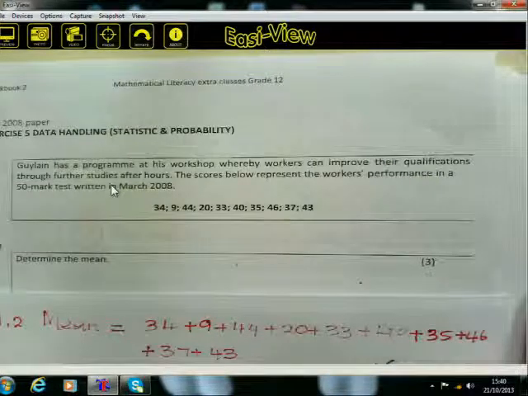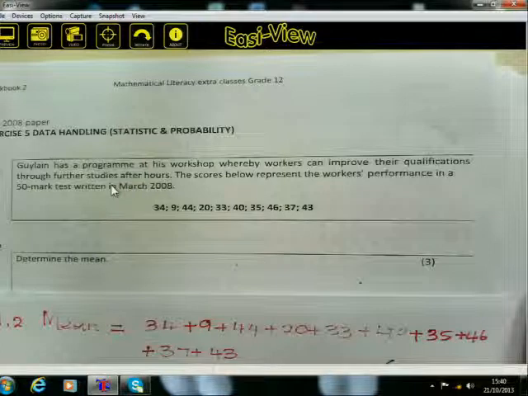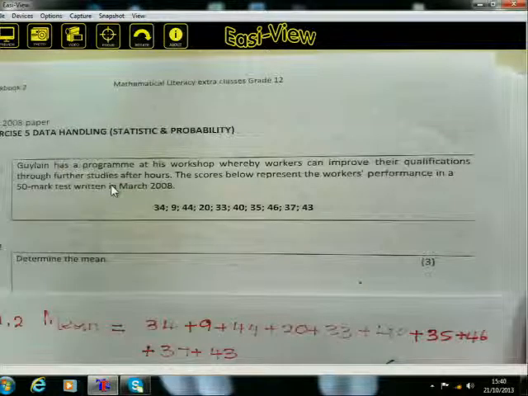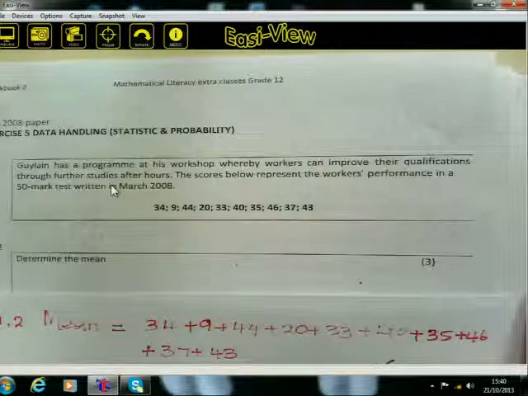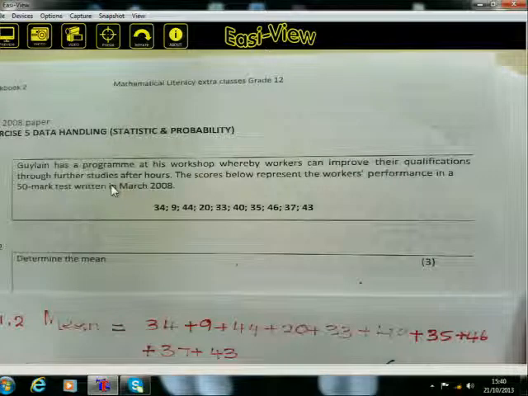We discourage learners from just writing answers without showing steps. When you show steps, you might arrive at the wrong answer, but your first step and second step might be right. So it is very important, when you are calculating a mean, please show all the steps.